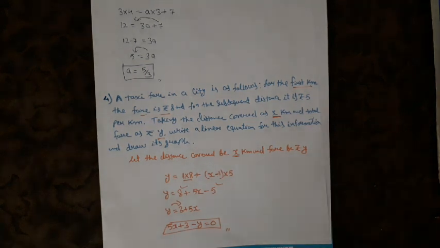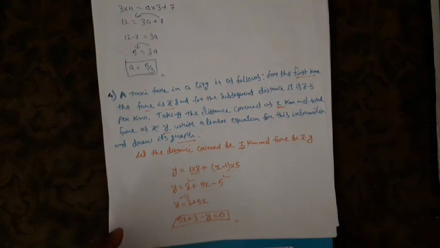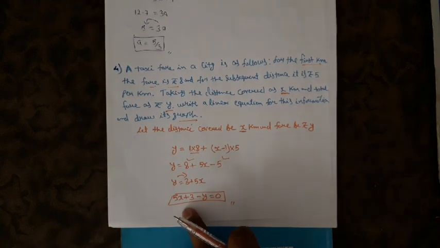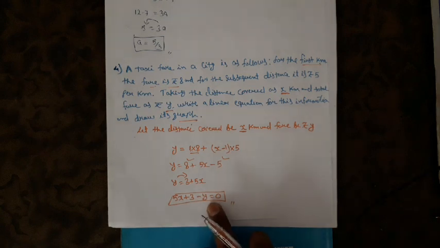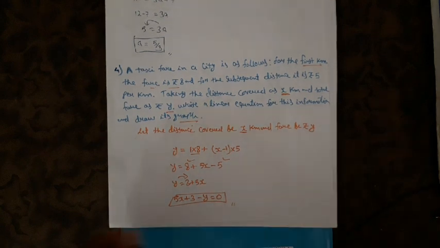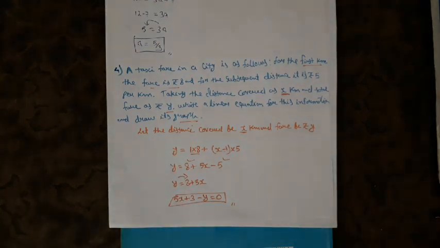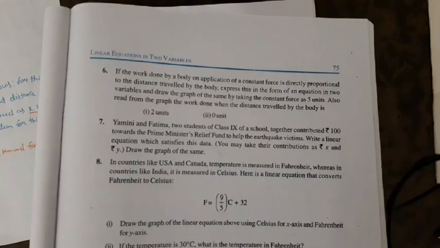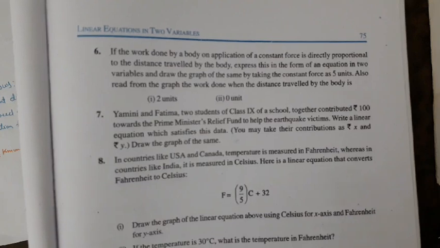Now you have to draw its graph. So what will we do? Instead of x you put whatever value you want, then you will get the value of y. Find at least two solutions, then make the graph of this equation, which we have done in question number 1. So the same process you have to follow. Now let's move to question number 6. Question number 5 I'll explain later on.